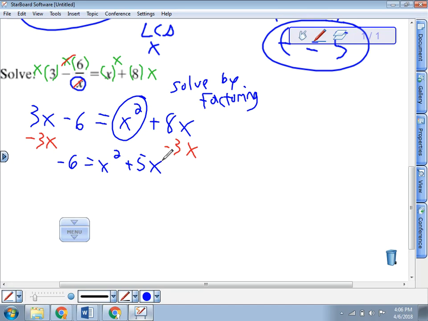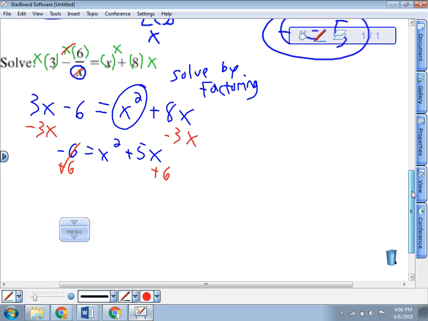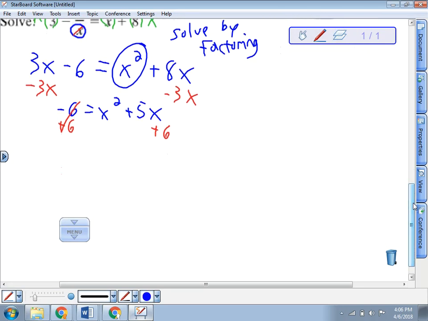Well, now I want to get this minus 6 over there. So I got to get plus 6. That cancels it out. Add 6 over here. So when I do that, all right, I'm going to end up with what's on this side? Well, that's 0 equals x squared plus 5x plus 6. I can't combine those because they're not like terms. At this point, I need to solve by factoring.